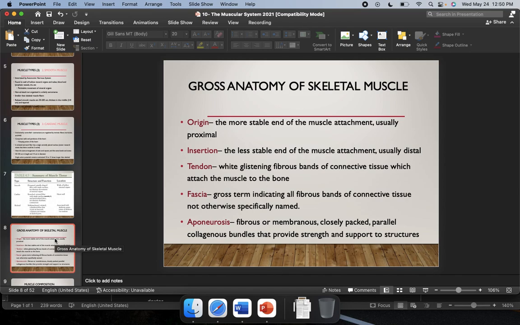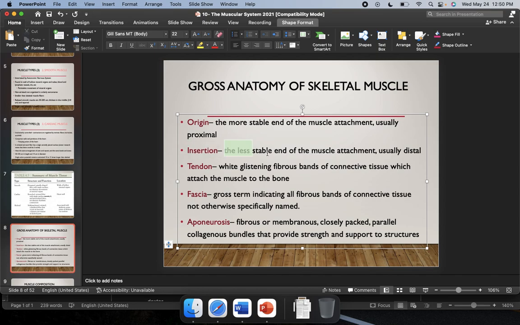A few more points here. Gross anatomy of a skeletal muscle: I anticipate that by now you've heard these terms, and we have heard them to this point in class. Muscles have an origin, the more stable end of the muscle attachment. They have an insertion, the less stable end of the muscle attachment, usually distal. Muscles are generally attached to bones via tendons. You'll see many of those tendons as you study on the cadavers.